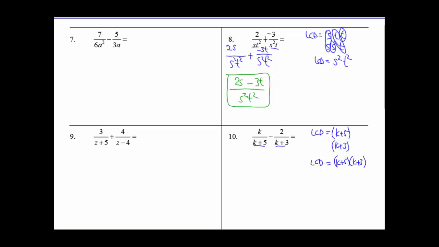So if we combine those denominators, our lowest common denominator, if we multiply those binomials, is k plus 5 times k plus 3. So we have k plus 5 times k plus 3, and then k plus 5 over k plus 3 for a denominator.